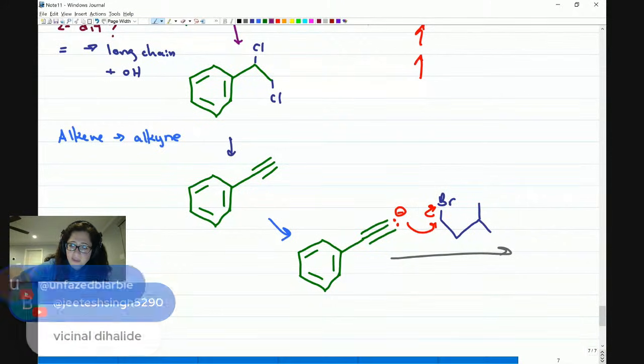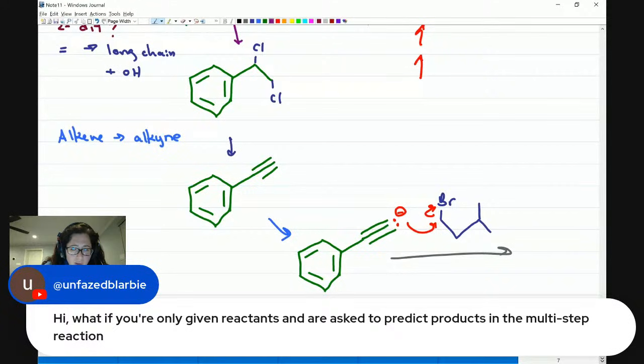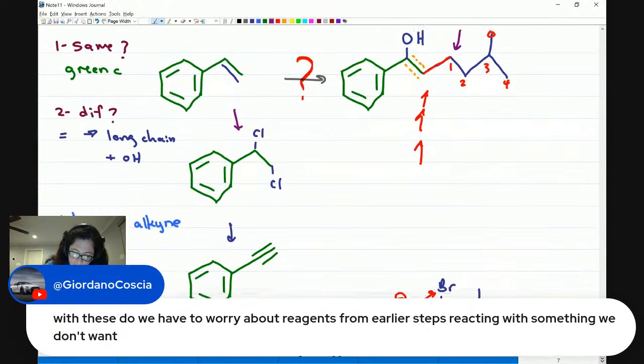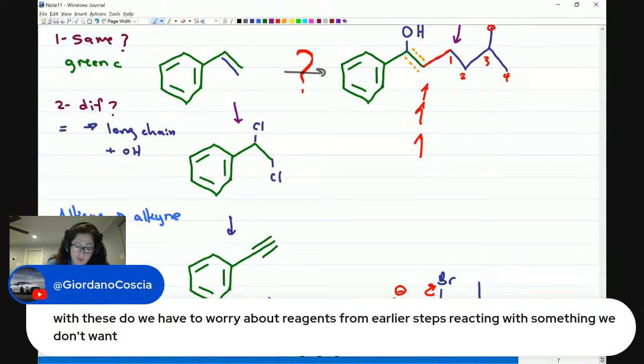Bisphenol dihalide, absolutely correct. What if you're only given reactants and you're asked to predict the products in a multi-step reaction? Well, you would also have to have reagents, and then it's just a matter of asking, what does this do? What does that do? With these, we do have to worry about reagents from earlier steps reacting with something we didn't want. That is a very good question. How do I put this? We're doing pen and paper chemistry, so I would just think about it as, what are the steps?